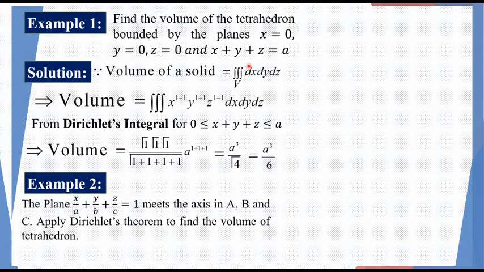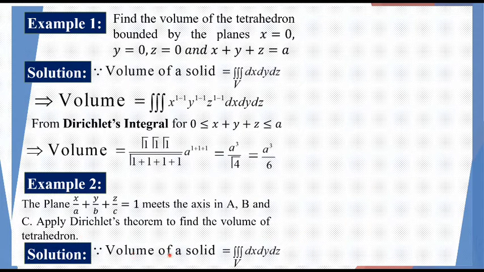So example 2: the plane x upon a plus y upon b plus z upon c equals to 1 meets the axes in a, b and c. Apply Dirichlet's theorem to find the volume of the tetrahedron. So to solve it, volume is again the triple integral of dx dy dz. Now this plane is in the form of x upon a plus y upon b plus z upon c equals to 1, but we have to make it in terms of x plus y plus z.